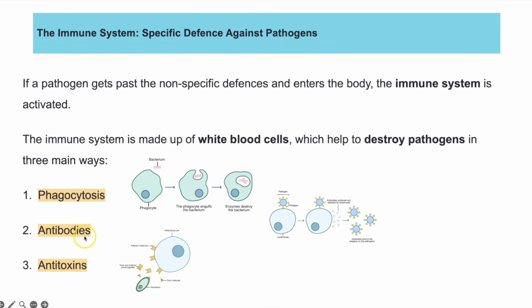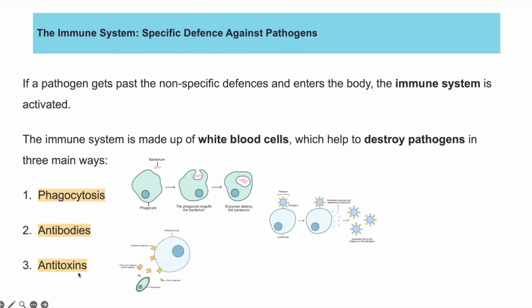White blood cells can also produce antibodies, and antibodies are these structures that are complementary in shape to antigens, which are structures on the outside of pathogens. So your white blood cells produce antibodies. The pathogens have antigens on the outside, and when the antibodies bind to those antigens, it makes it easier for these white blood cells, the phagocytes, to locate and destroy the pathogen.